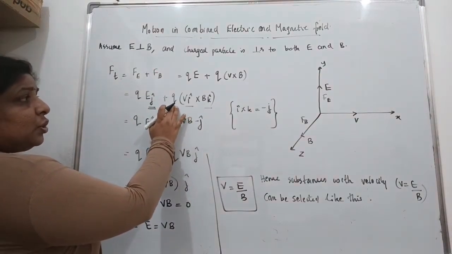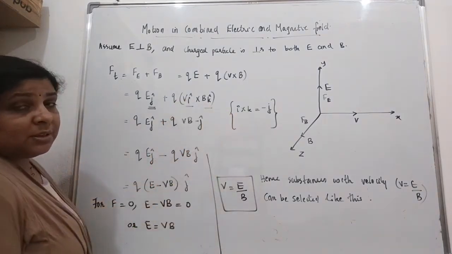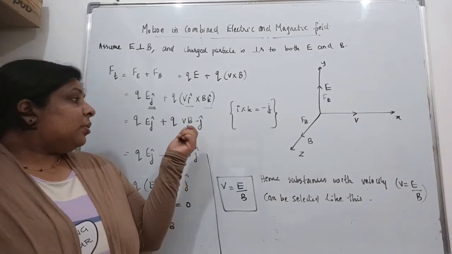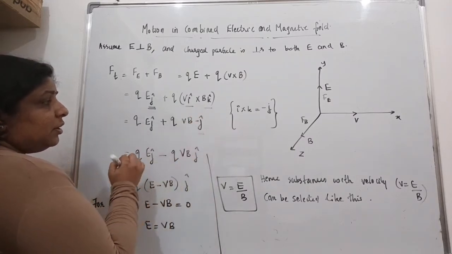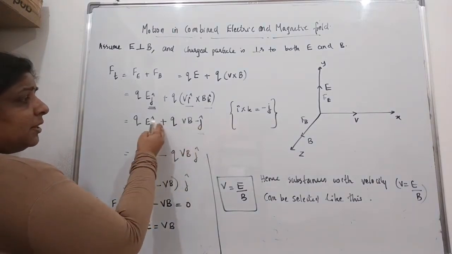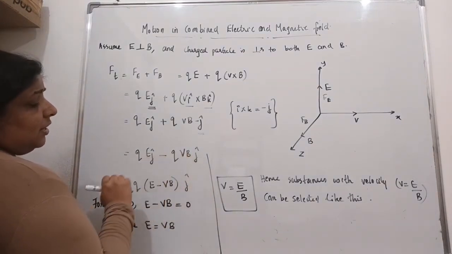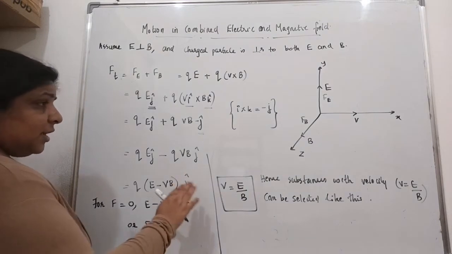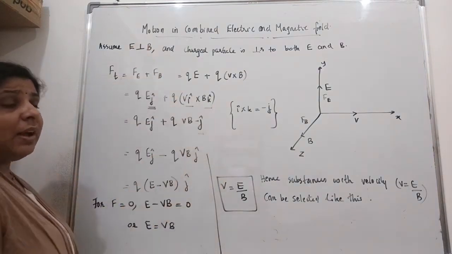Okay. So here I can write Q into V into B into i cross k. When you do i cross k, it's a mathematical operation, you will get the answer as minus j. You will study that in maths. So instead of i cross k, I can put a minus j over here. So the equation becomes QE j cap minus QVB j cap. Over here Q is common, so I'll take Q common: Q times (E minus VB) j cap. So j cap means the net force will be in j cap direction, that is, in the y-axis direction.